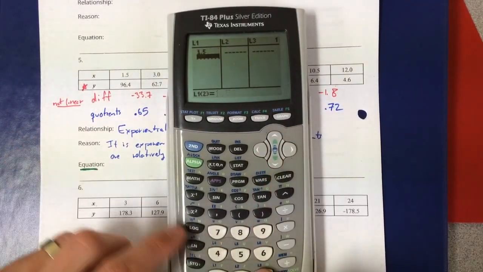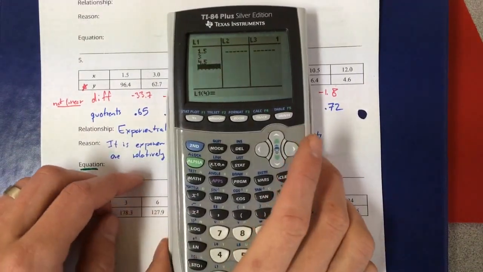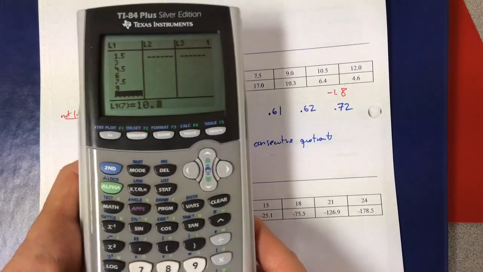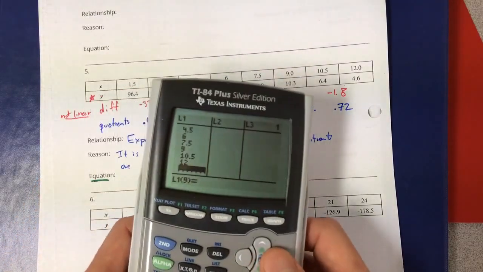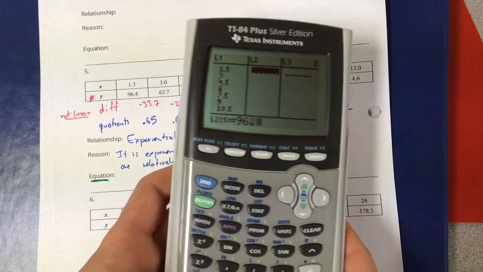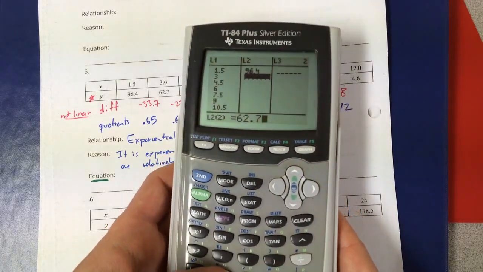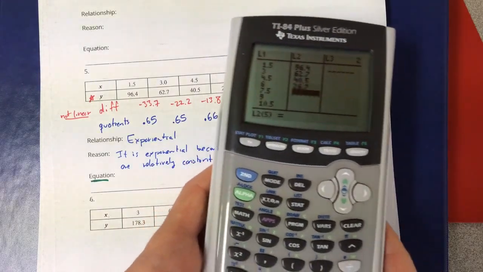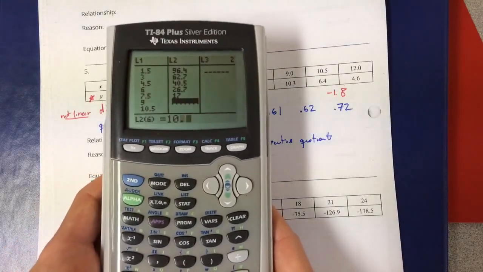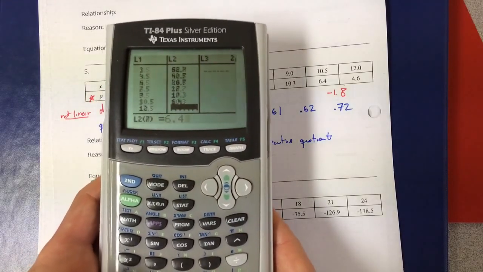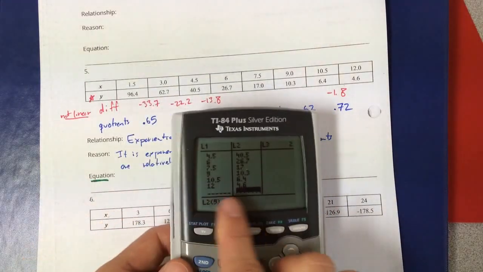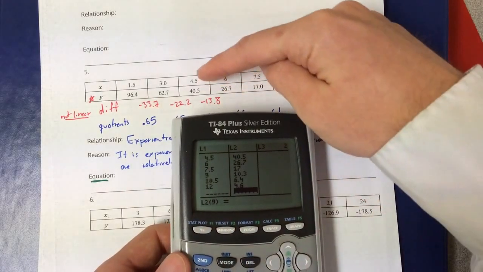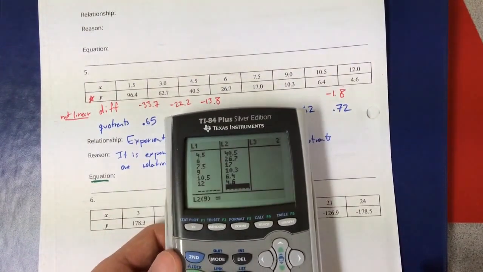So 1.5, 3, 4.5, 6, 7.5, 9, 10.5, and 12. Enter the y values in this list, 96.4, 62.7, 40.5, 26.7, 17, 10.3, 6.4, and 4.6. Make sure the lists match up, that the numbers that should be together are. So 4.5 and 40.5, those match up. All right, now it's time to actually run the regression.